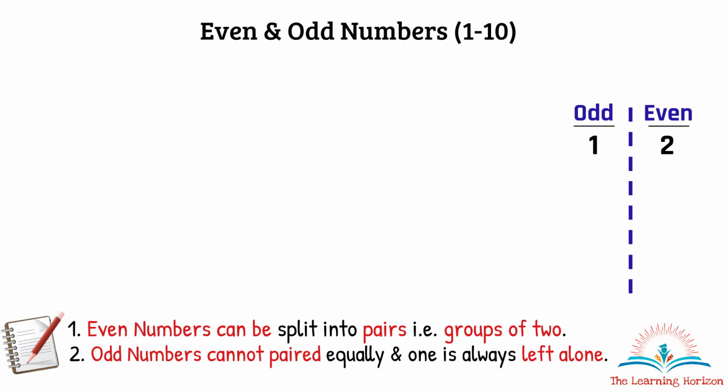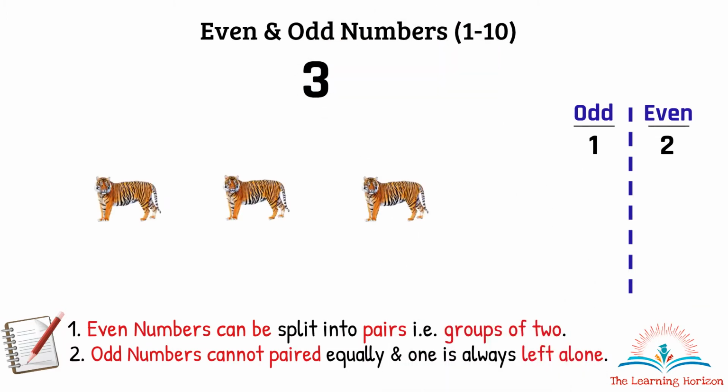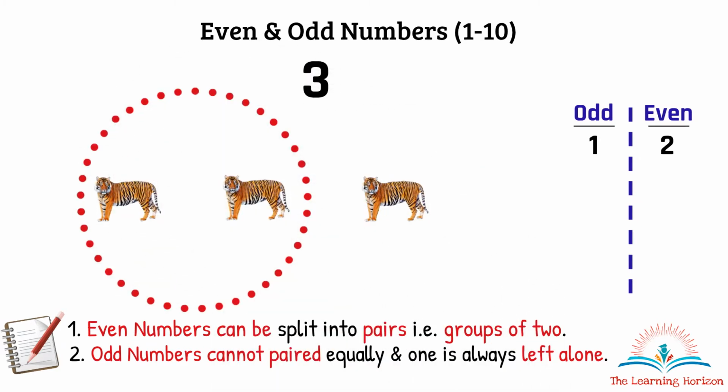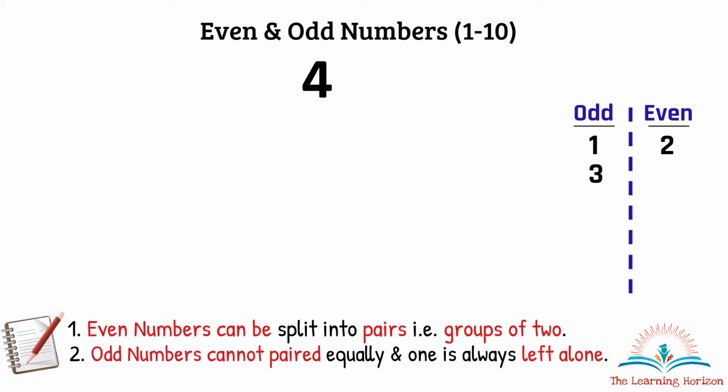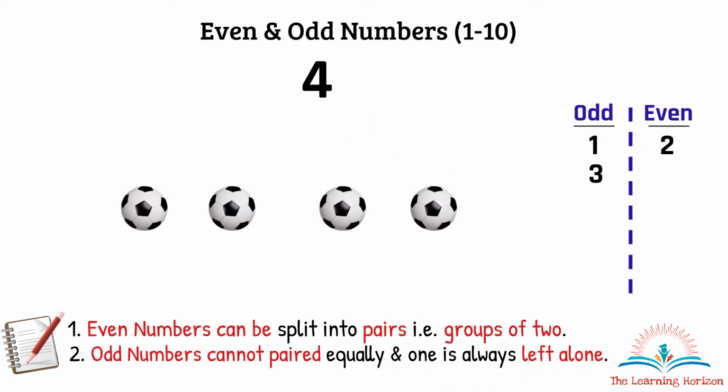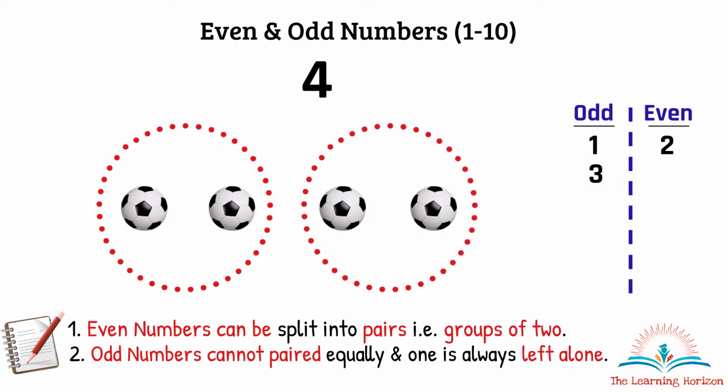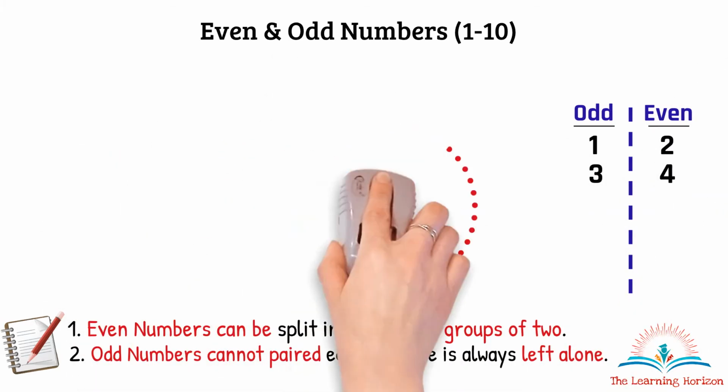Let's look at next number, that is 3. Here we have 3 tigers. Let us split them into groups of 2. Again this tiger is left alone. So 3 is an odd number. Let us look at number 4. We have 4 balls. We will create groups of 2. Nothing left. So 4 is an even number.